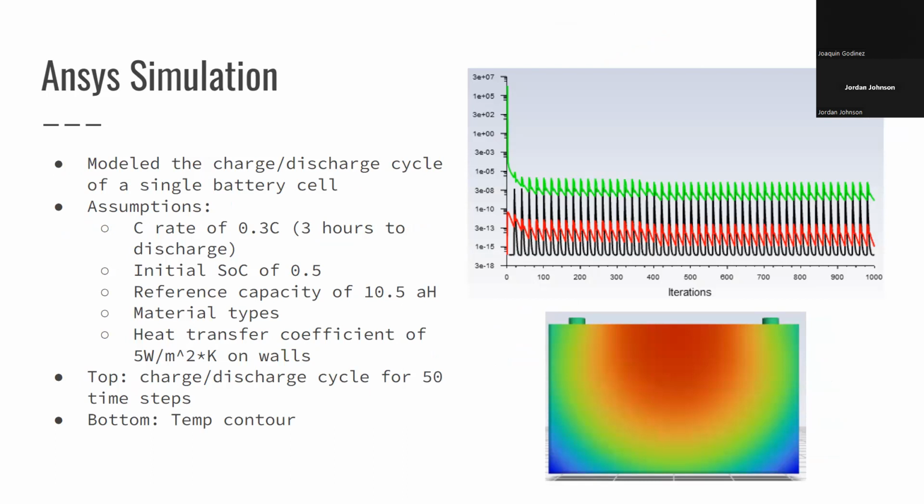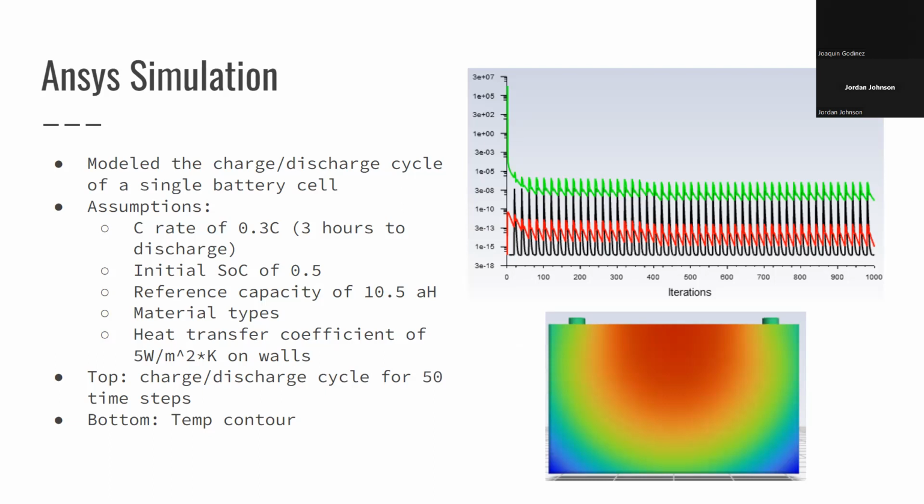I made a couple of assumptions. I assumed a C rate of 0.3, which just means it took 3 hours to discharge, instead of a C rate of 2. I used an initial state of charge of 0.5. I didn't see initial state of charge mentioned in the report, so I went with 0.5 because I was following a tutorial, and I made some similar assumptions in order to make sure I could get a simulation working. I also assumed a reference capacity of 10.5 amp hours, material types of aluminum for the active cell and copper for the positive and negative tabs of the battery, as well as a heat transfer coefficient of 5 watts per meter squared Kelvin on the walls.